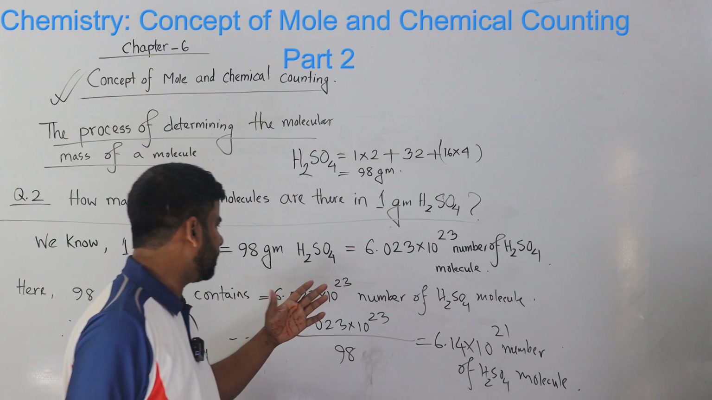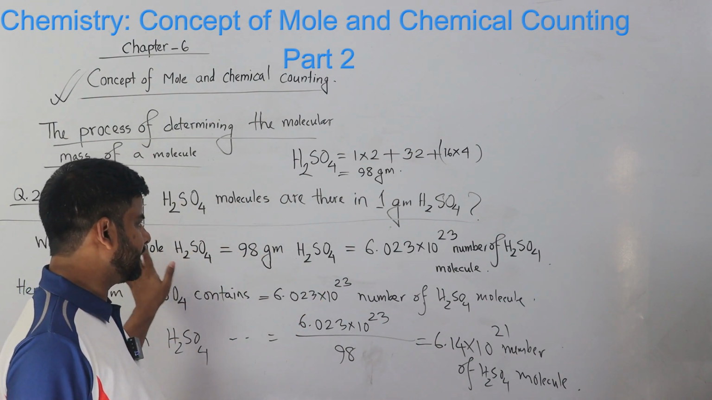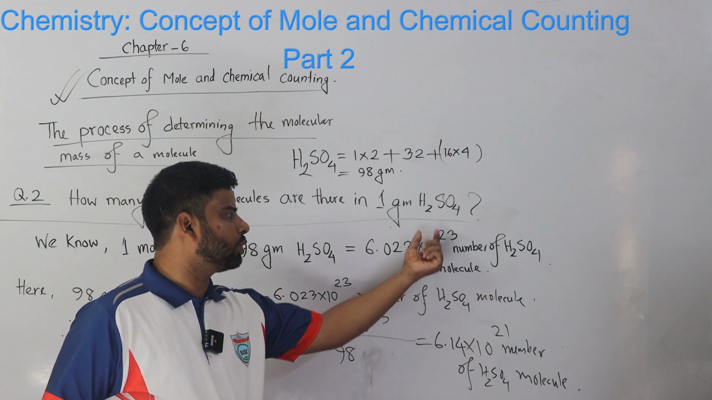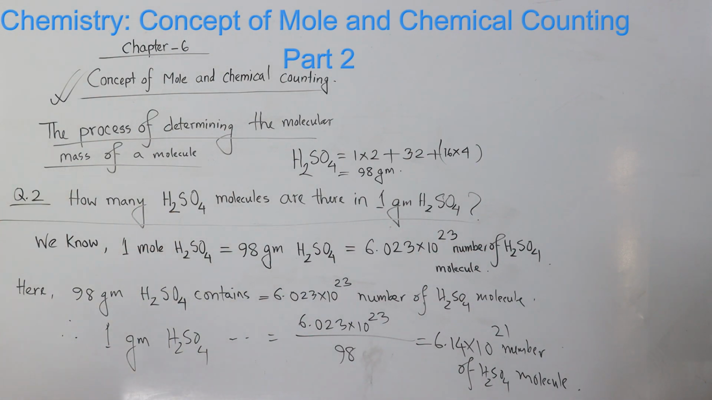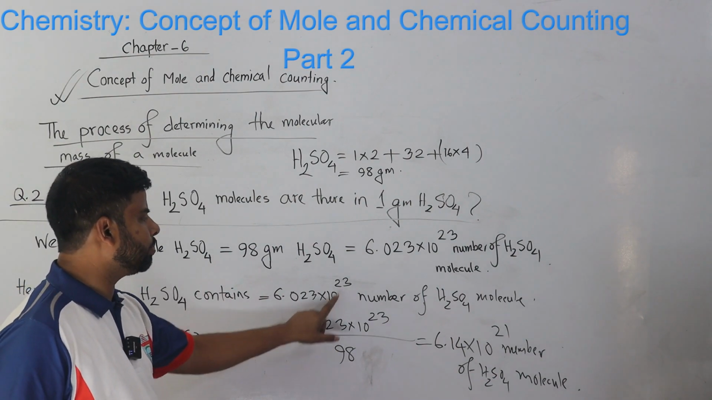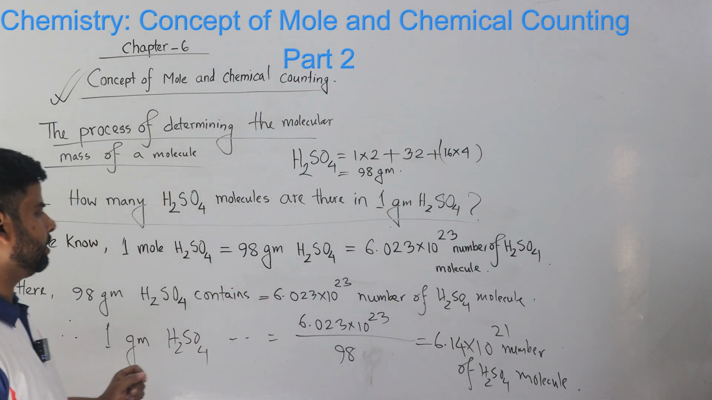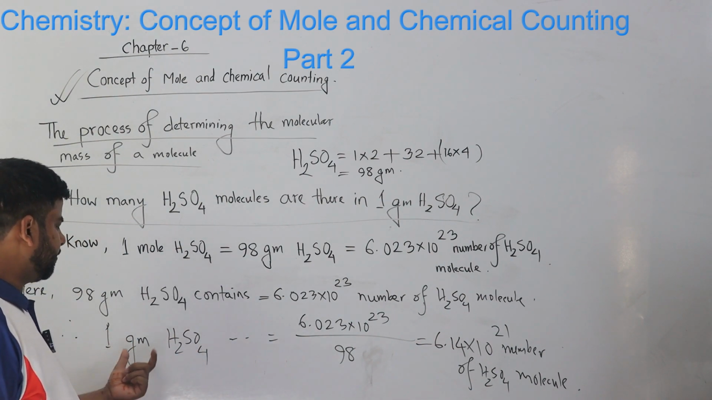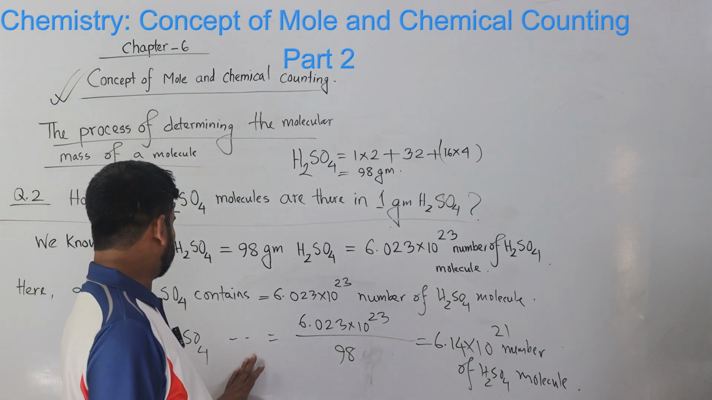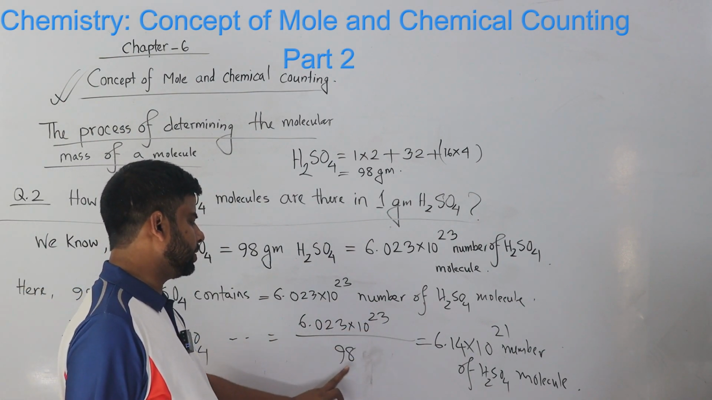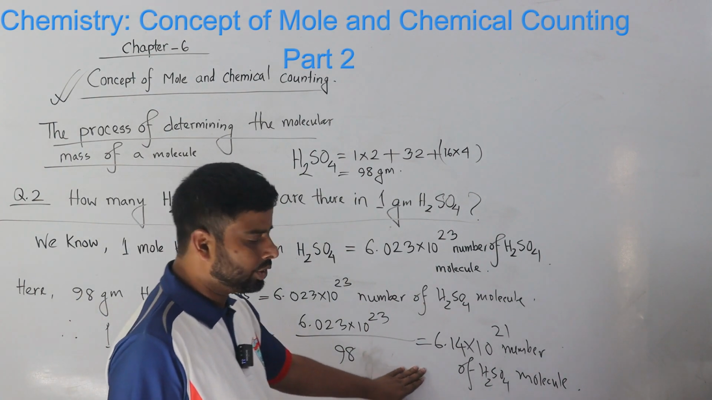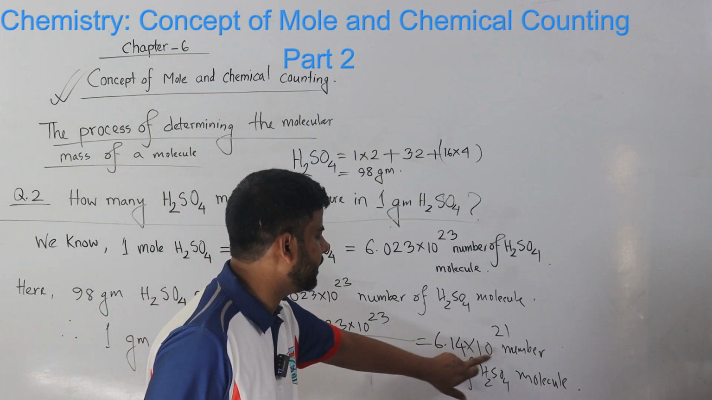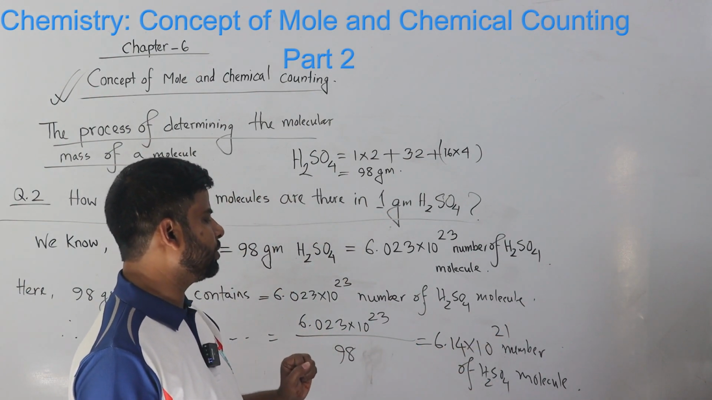According to the Avogadro number, 1 mole sulfuric acid contains 6.023 10 to the power 23 number of hydrogen sulfate or sulfuric acid molecules. So here 98 gram sulfuric acid contains 6.023 10 to the power 23 number of sulfuric acid molecules. So 1 gram sulfuric acid, according to the unitary method, contains 6.023 10 to the power 23 divided by 98. After calculation we get 6.14 10 to the power 21 number of sulfuric acid molecules.